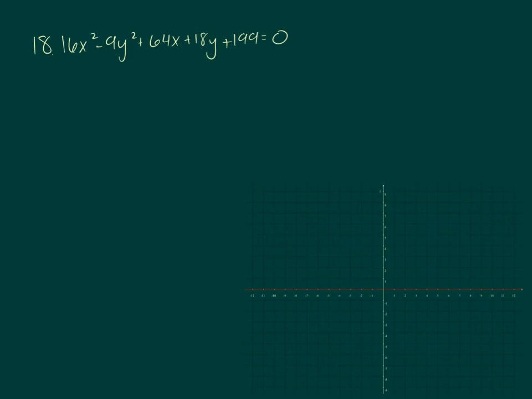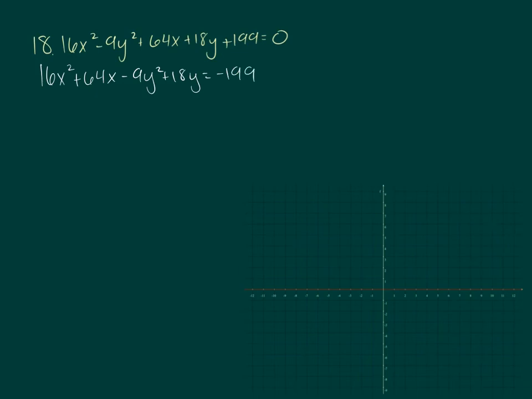Okay, so 18, this is our last problem, is very similar to 14. Again, they're giving us an equation, and they need us to figure out, is it a parabola, hyperbola, circle, or an ellipse? And then graph. So the first thing we're going to do is get all of our terms together. So we're going to put all the x's together, so we get 16x squared plus 64x. All the y's together, so that's negative 9y squared plus 18y, and everything else on the right.